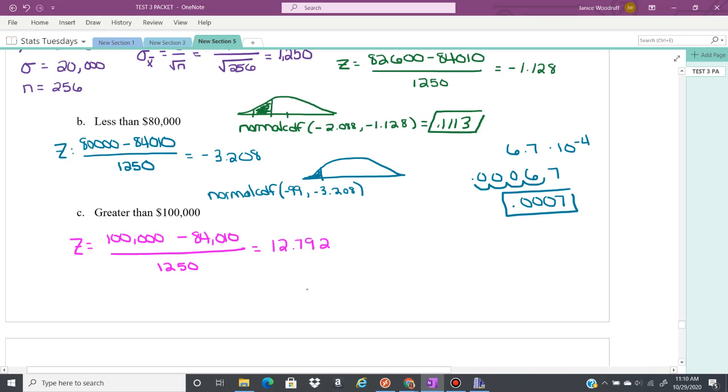Crazy z-score, right? So if I go over here on my curve, that's like way over here. And I want it greater than that, so that's like way to the right. That's going to give us a really, really, really close to 0 number. So let's go ahead and check that out. We would go Normalcdf. Lower limit 12.792, upper limit positive 99.